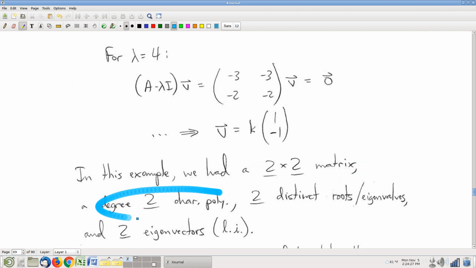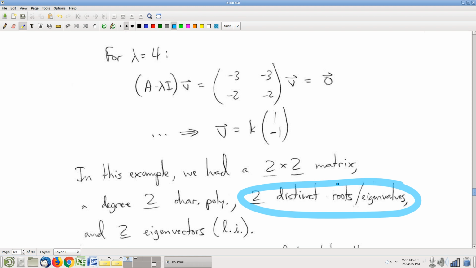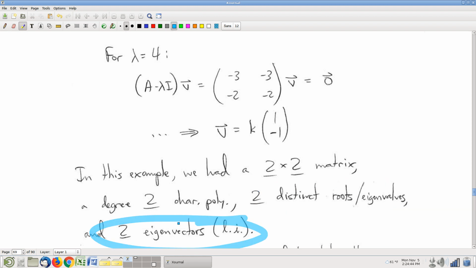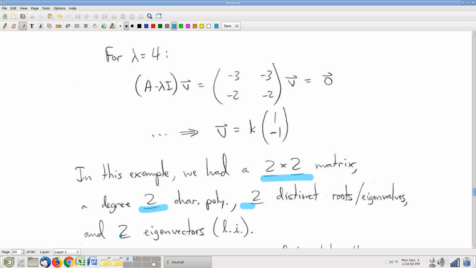We got a degree 2 characteristic polynomial. Right? It was quadratic. So degree 2. There were 2 roots. Happen to be distinct. We know the roots are also eigenvalues. And grand total, in the sense of linear independence, we found 2 eigenvectors. And so you may notice this little pattern here, 2, 2, 2, 2.